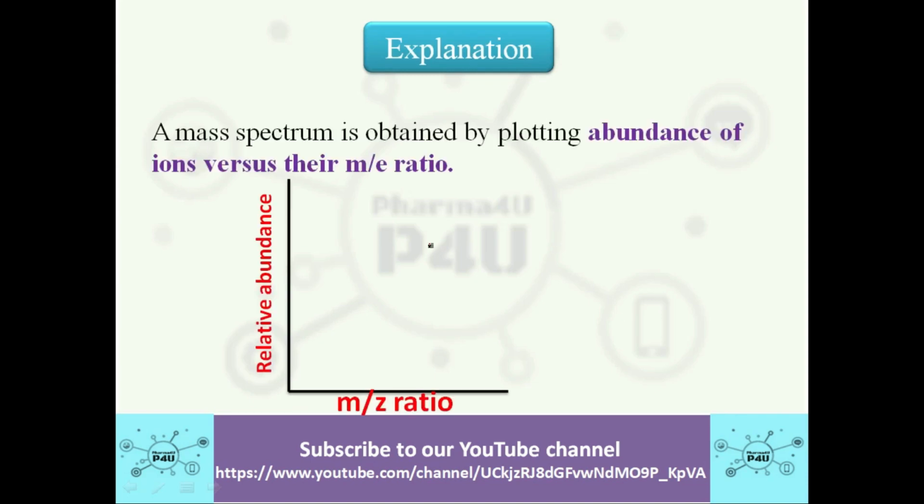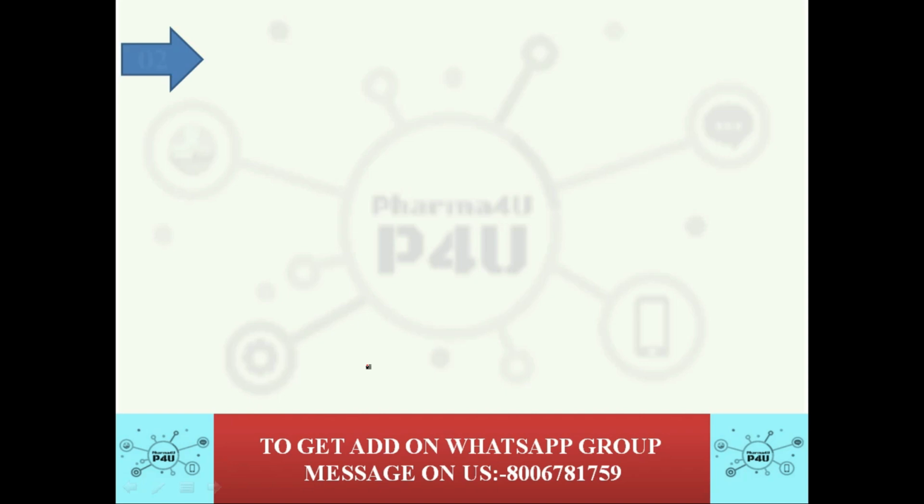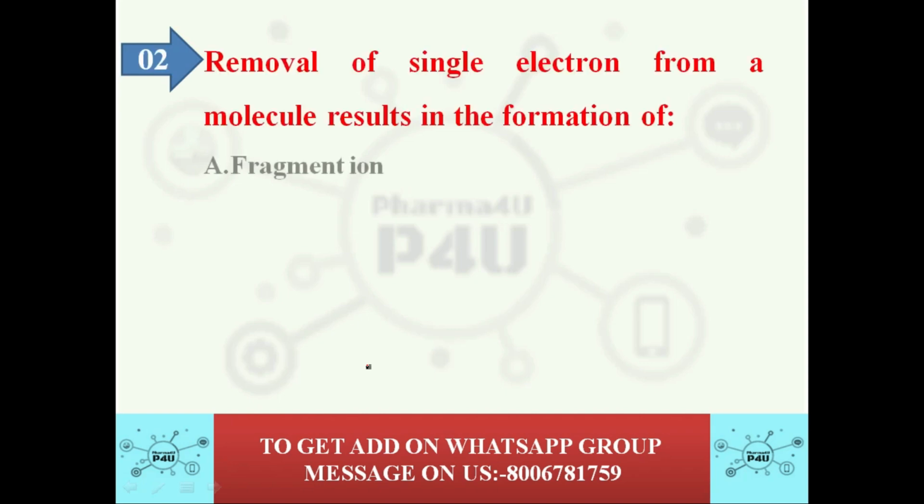Here we have just an explanation on this: it's a relative abundance and m by z or e ratio, and it's a mass spectrum. So we get a mass spectrum by plotting a graph between relative abundance and m by z ratio.